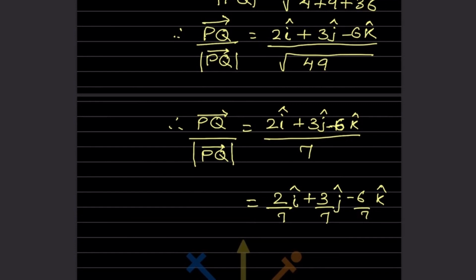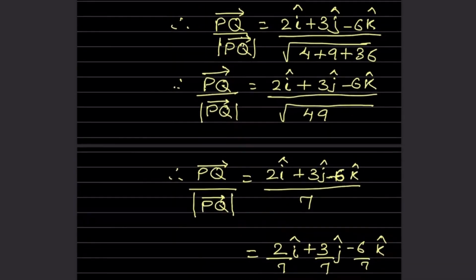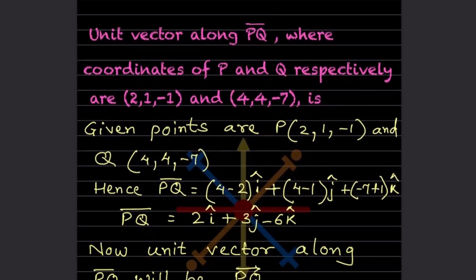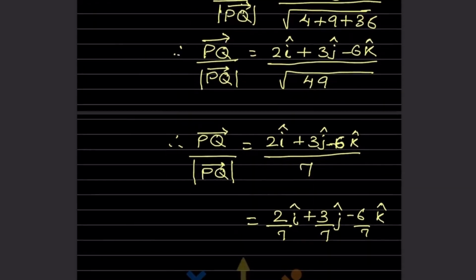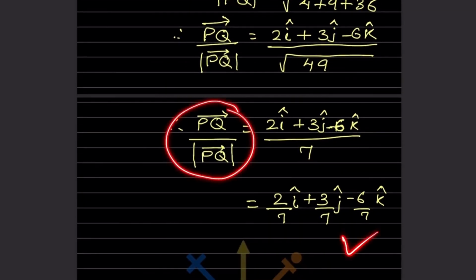So now what you can do here, you can just separate it. You can write here 2/7 i plus 3/7 j, and -6/7 k. So this is what they have asked. This is the final answer.